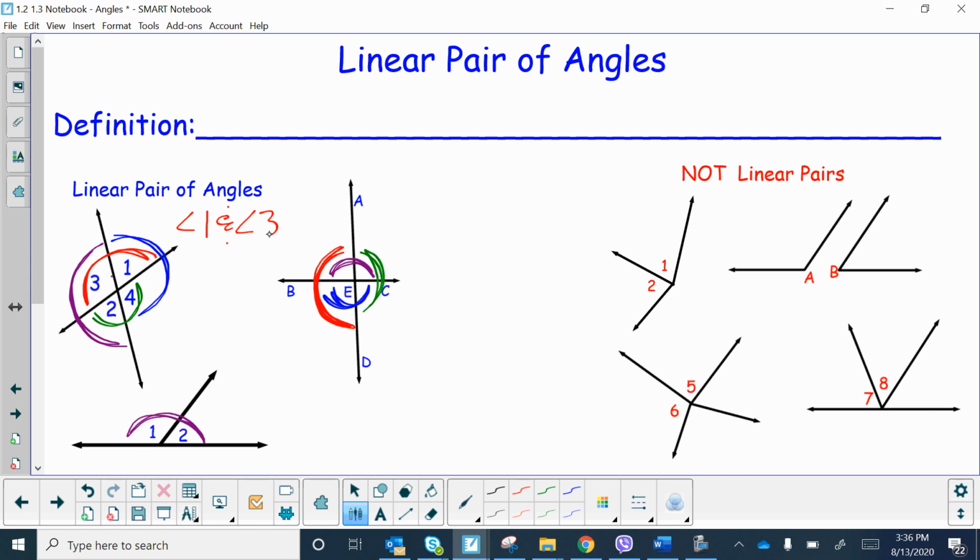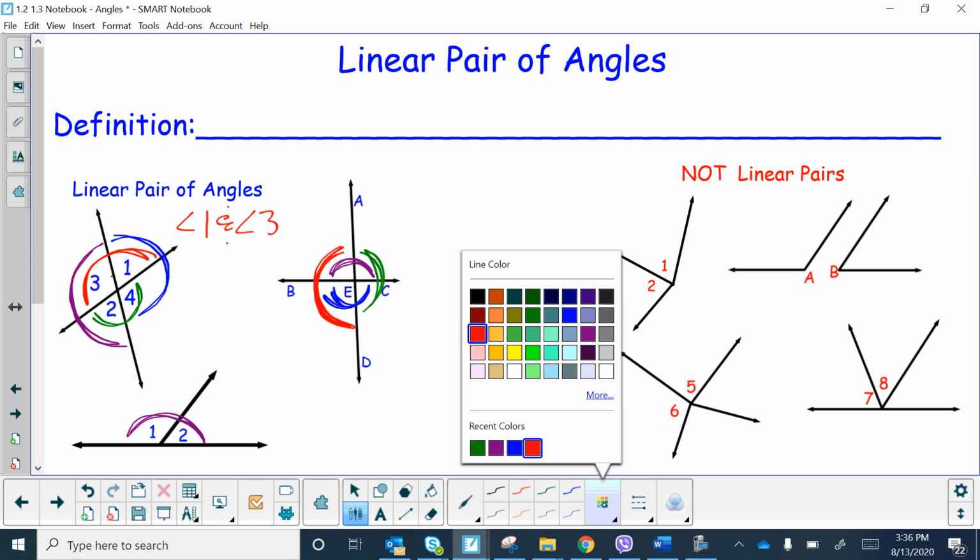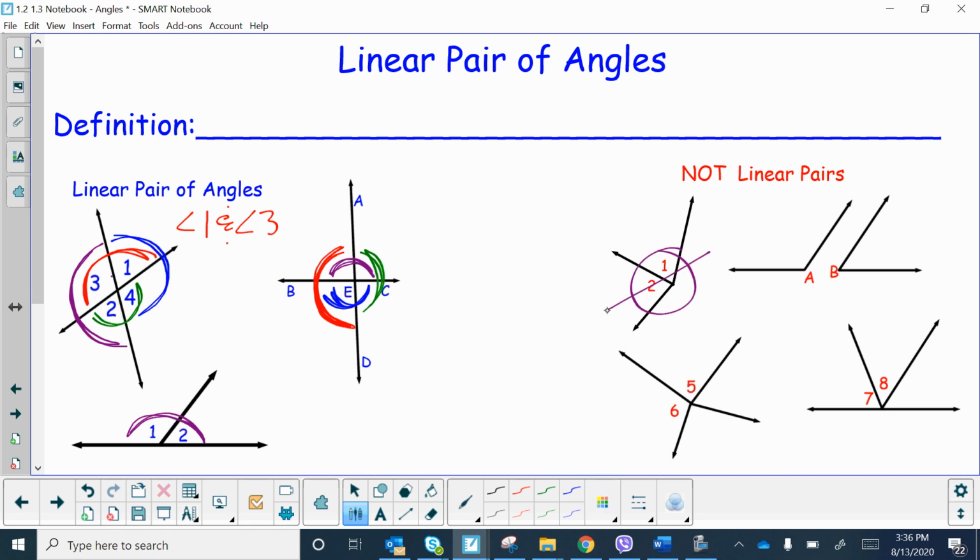Over here, these are examples that are not linear pairs. So 1 and 2, those are not. Angle A and B, those are not. 6 and 5, those look very close to being a linear pair, but they are not, probably because this line right here is not technically a line, they're two different rays. And then 7 and 8, those are not a linear pair, even though we have a flat line down here, because there's another angle.